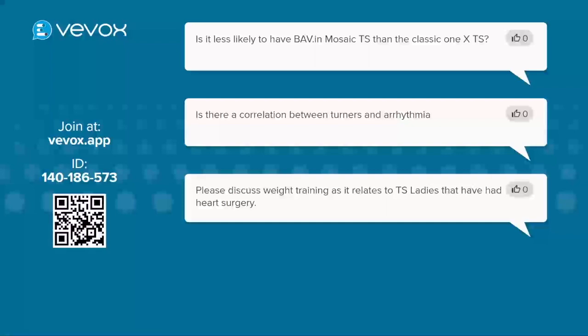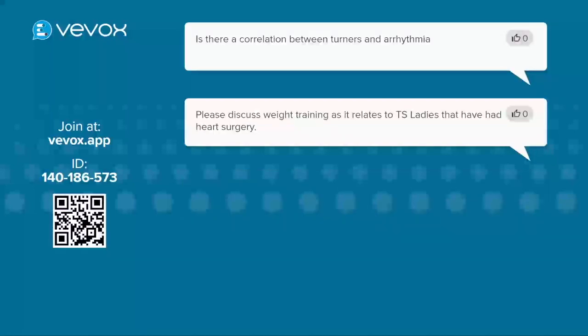Is it less likely to have a BAV in mosaic TS than the classic TS? Yes. So we know that the ratio, the more XX cells you have as a mosaic, the less likely you are to have a BAV. There isn't a lower limit that we found where you cannot have a BAV. It's possible. It's just overall less likely. If you look at a population of people who are mosaic, the rate of BAV is much lower.